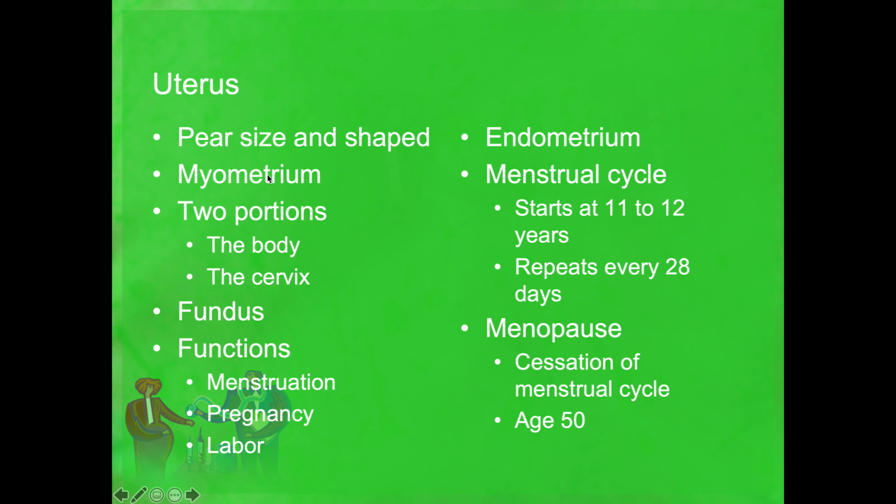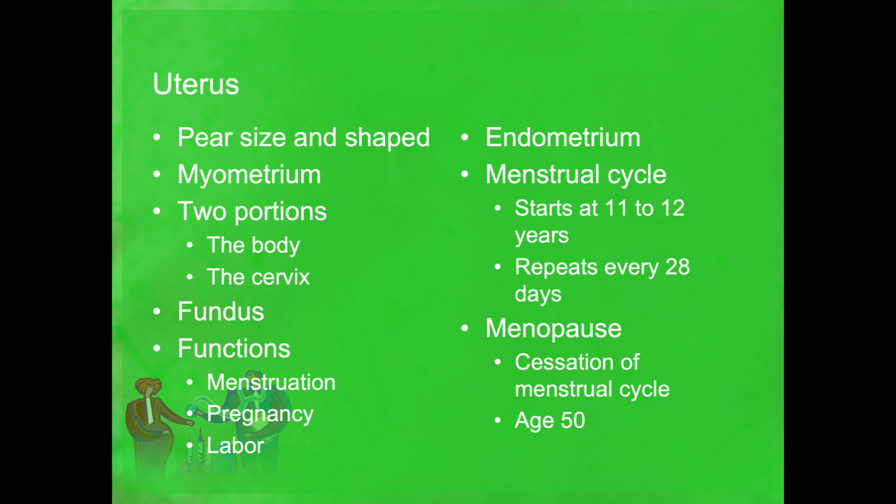Within the inside of the myometrium, we have the endometrium, okay, and that's the lining that sheds. Menstruation usually starts for young ladies at about 11 to 12. But if you have a daughter, if menstruation started at about 12, she probably started getting some breasts at about 10.